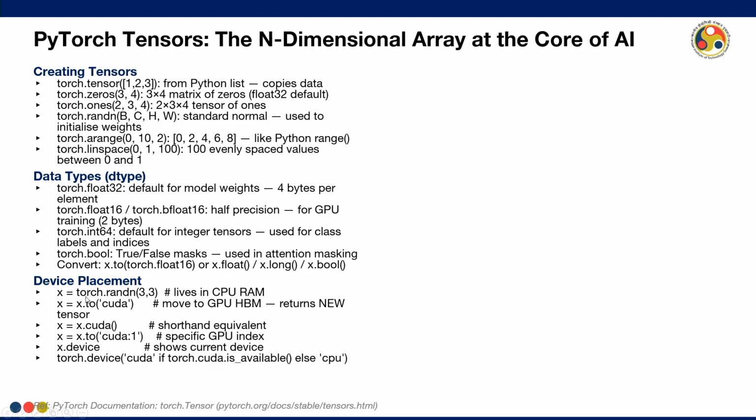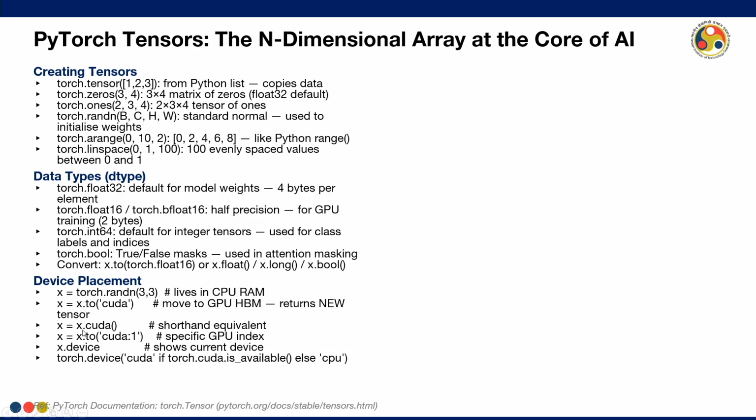So x equals, let's say I am defining one tensor here, torch.rand n, which is random initialization for 3 by 3 data. This usually lives in the CPU RAM. If we want to move it to the GPU memory or GPU HBM, then we can use the .to function with the argument cuda. Essentially, if we have one single GPU, we can use cuda. It will take the data from CPU RAM to GPU RAM. This is called the transfer of the tensor from CPU to GPU.